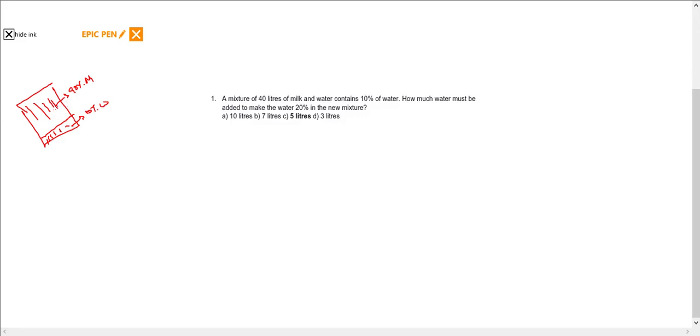So with this mixture we are going to mix water. What is the water going to contain? It is going to contain just water, so that is 100% water, right? So we are adding 10% water with 100% water and are getting a resulting mixture which is 20% water. This is 20% water and 80% milk. So what are we supposed to find out here? How much water must be added to make the water 20%?